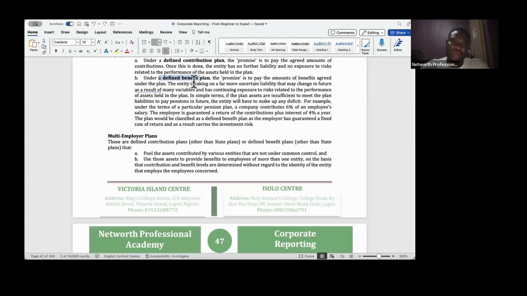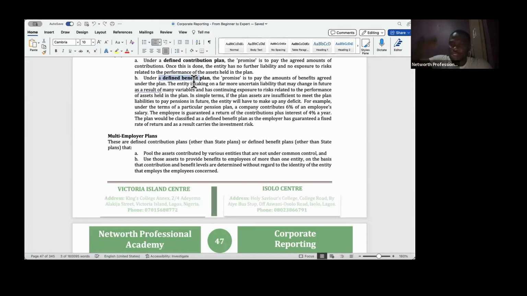Some of you that are in practice, if you work with an audit firm, if you go to any company, you can see that the substance of the plan is that the employer has a continuous obligation because they have gone specific.